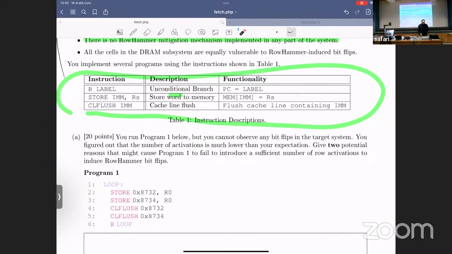The question is asking for two potential reasons that might cause this kind of observation. There's definitely more than one correct answer for this kind of question. As long as your answer makes sense, you will get the grade. So does anybody want to try? Sure.